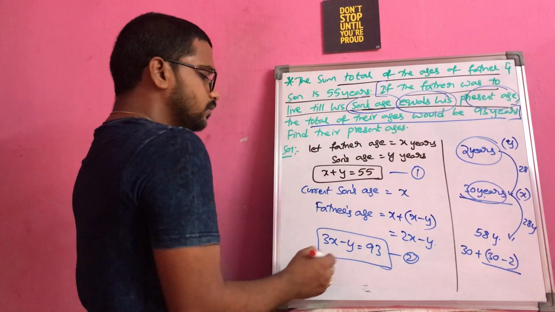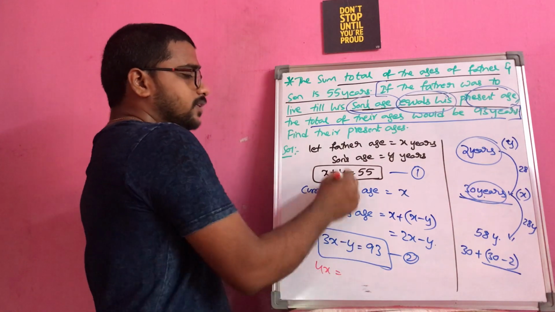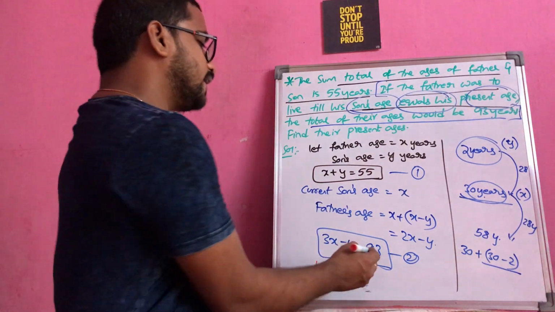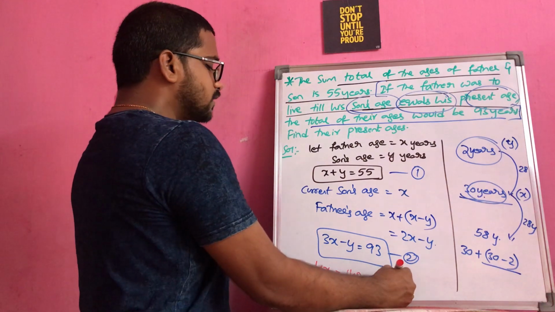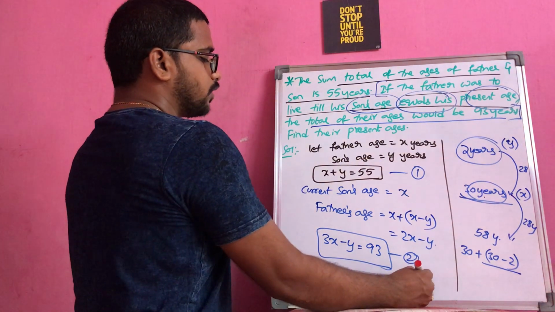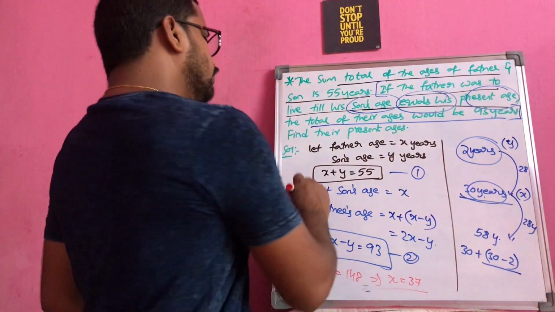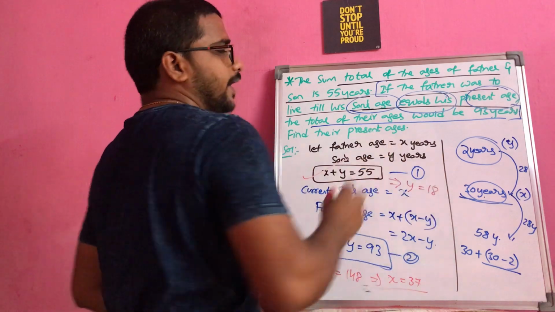So if I solve this one, 4x will become, because if I add these two, y and y will get cancelled, 4x will become 55 plus 93, that is 148. If I simplify this further, 4 3s are 12, 4 7s are 28, x is equal to 37. When x is 37, if I substitute here, I will get y is equal to 18.